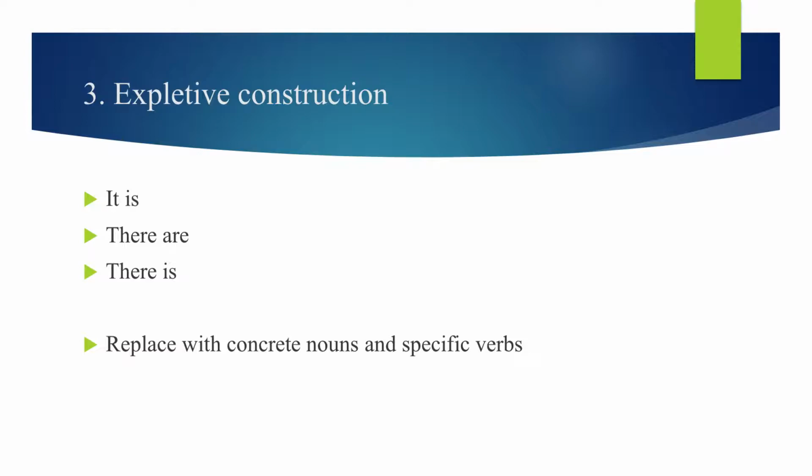The next tip is to remove expletive construction. Expletive construction is when it is, or there are, there is, there were, it was, those forms clutter up a sentence when they don't point to anything in particular. You can't tell me what's behind the "it" sometimes, right? And when you find expletive construction, you can replace it with concrete nouns and specific verbs.